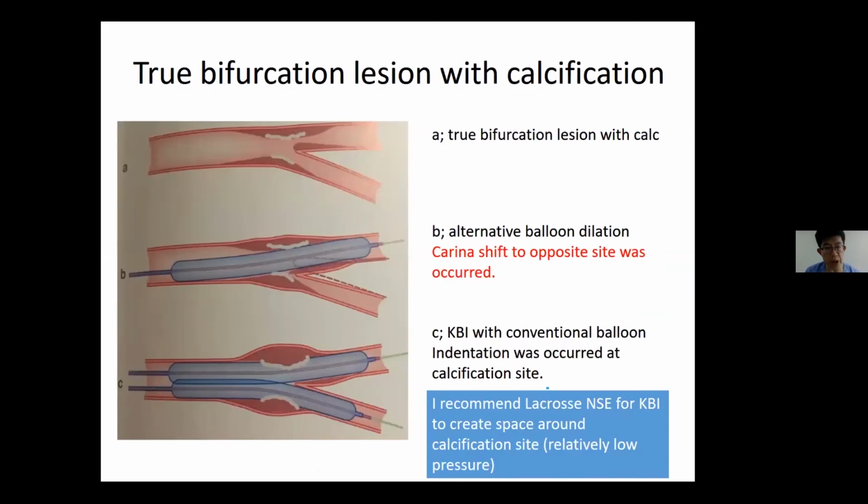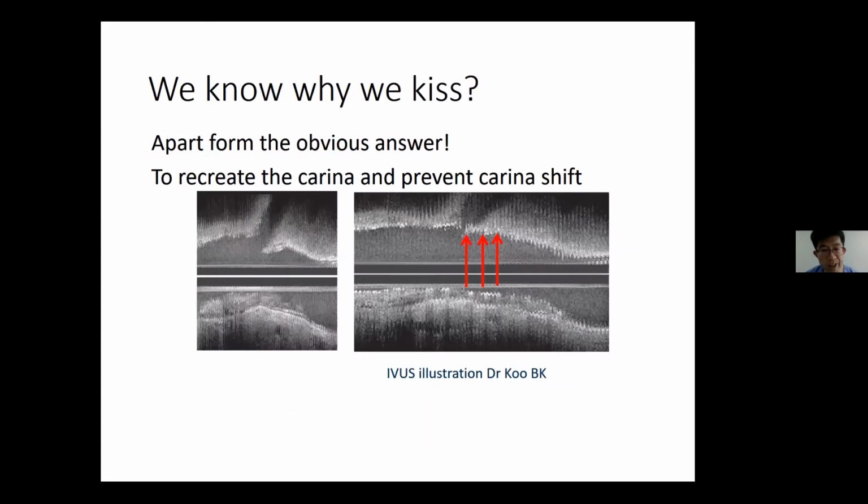So, in that situation, true bifurcation with calcification, pre-KBI with a hard non-compliant balloon is recommended, because compressing the plaque around the carina is a very important thing. So we know why we do kissing. Apart from the obvious answer, it is to create the carina and prevent carina shift here.